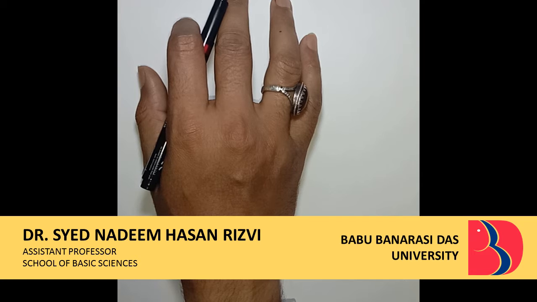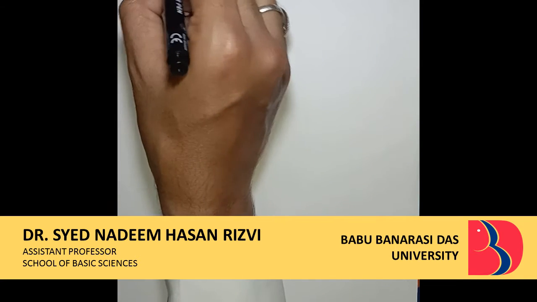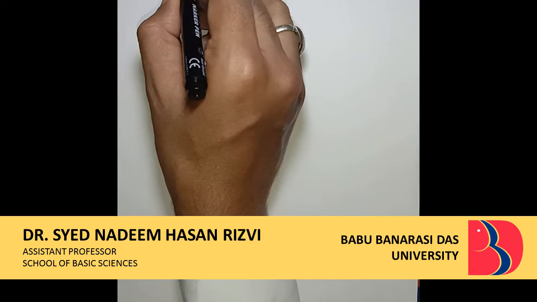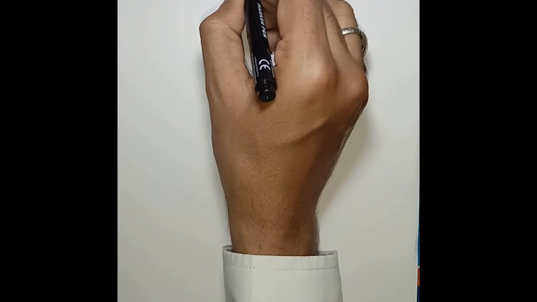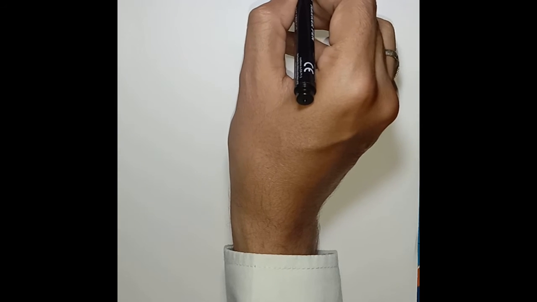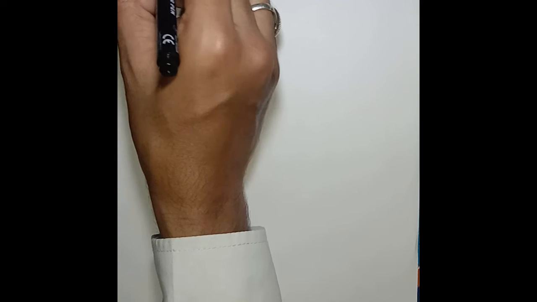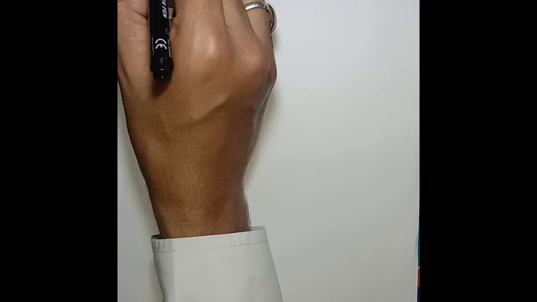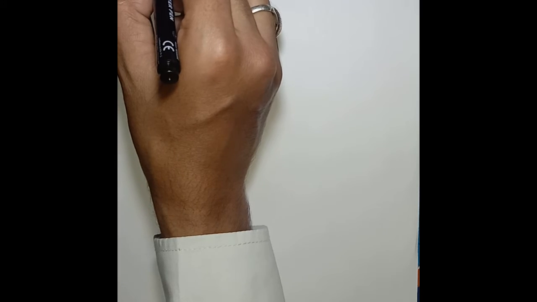In this video we are going to discuss De Moivre's theorem. It states that if n is a rational number, then (cos theta + i sin theta) to the power n is equal to cos n theta + i sin n theta. Here n is a rational number. It may be an integer, positive integer, negative integer, or a fraction also.